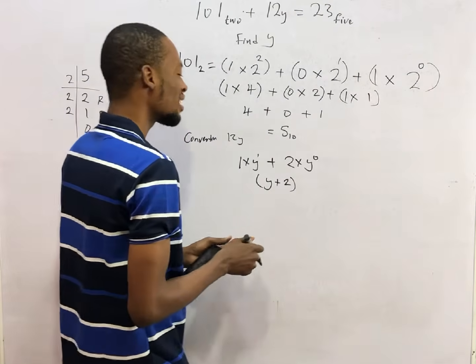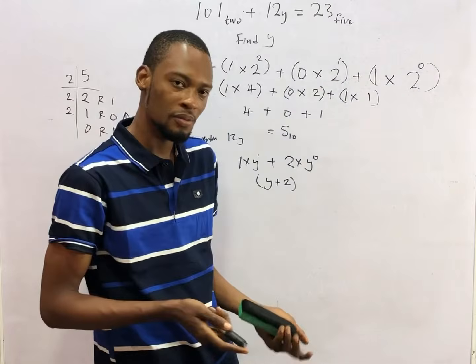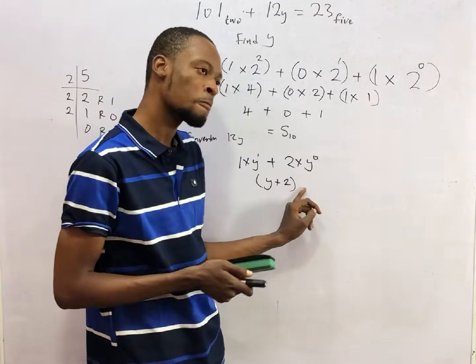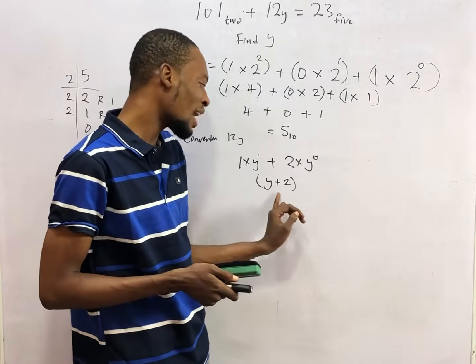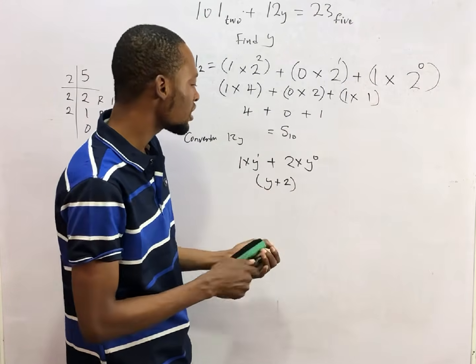You cannot add a letter and a number. A plus 2 is a plus 2. B plus 2 is b plus 2. You can't say 2b or 2y. If we are multiplying, y times 2 is 2y, but y plus 2 remains y plus 2. So this is the answer we've gotten here. This is in base 10.